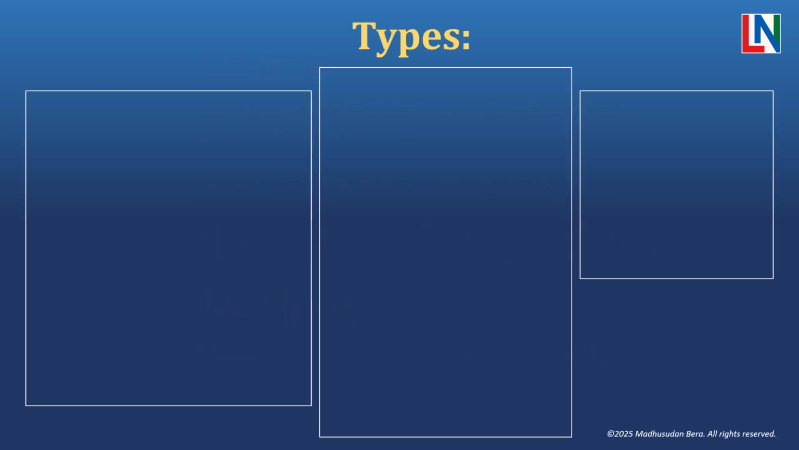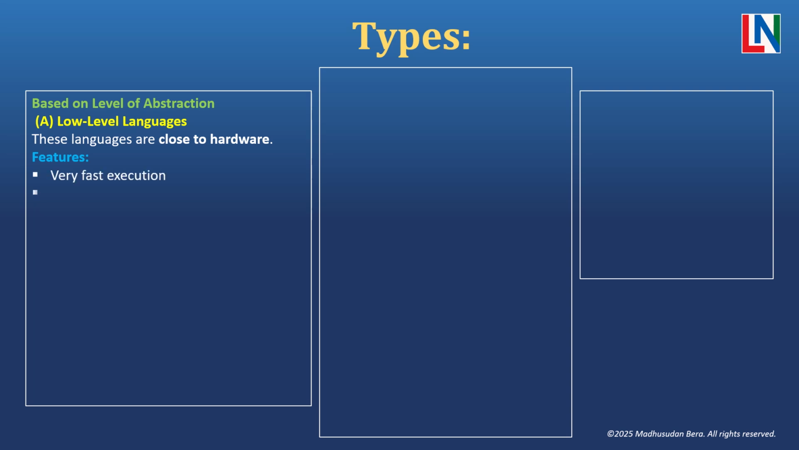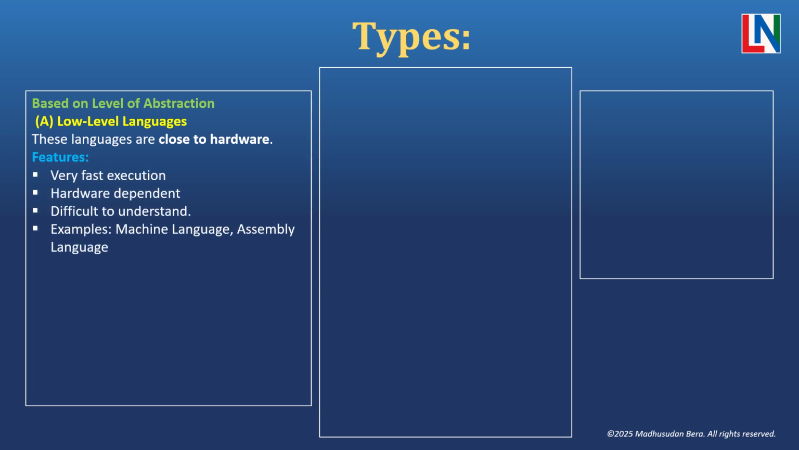What are the types of programming language? Based on level of abstraction: low level language and high level language. Low level languages are close to hardware. They have very fast execution, are hardware dependent, and are difficult to understand. Examples: machine language and assembly language.